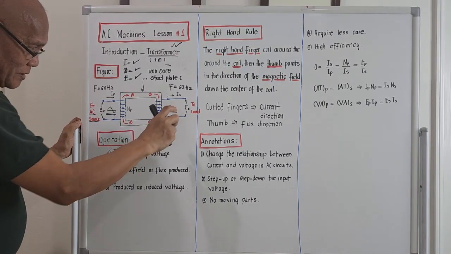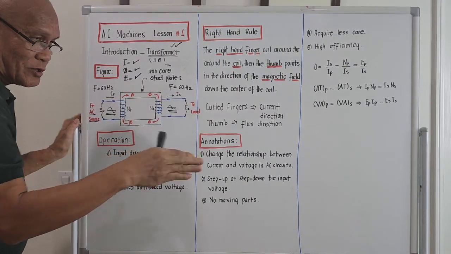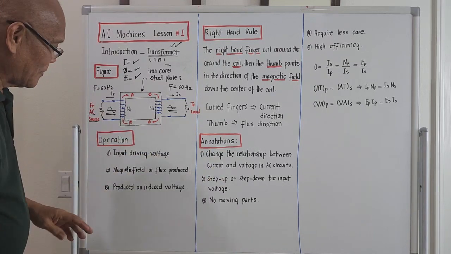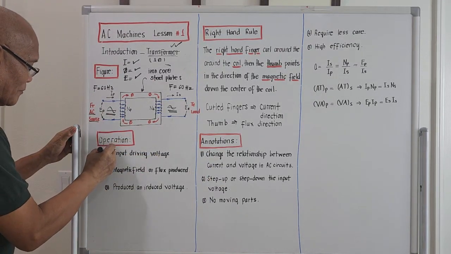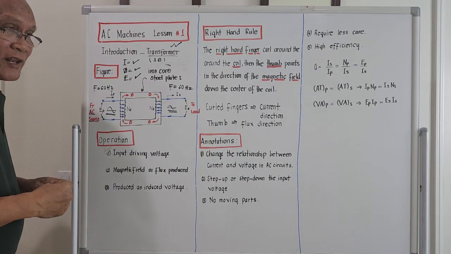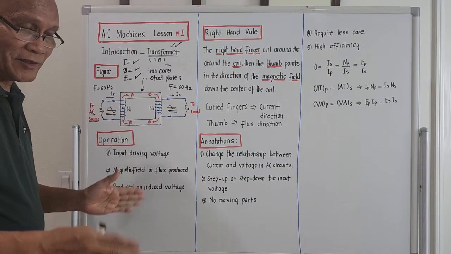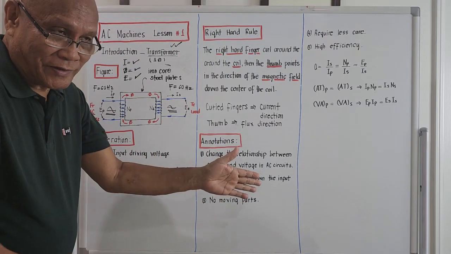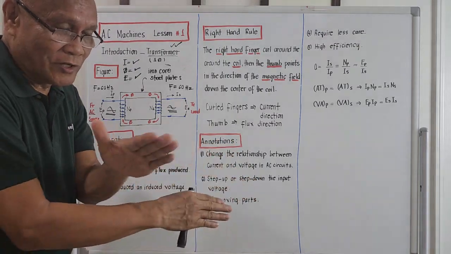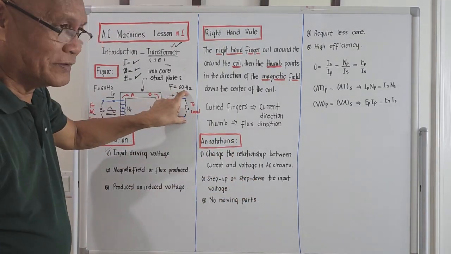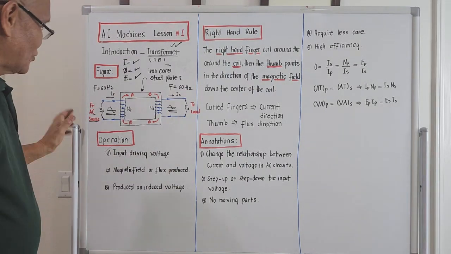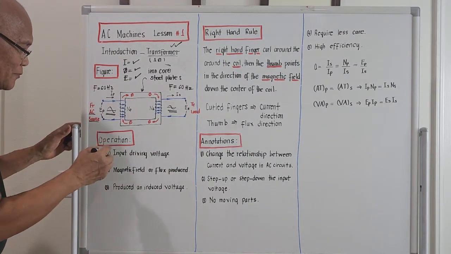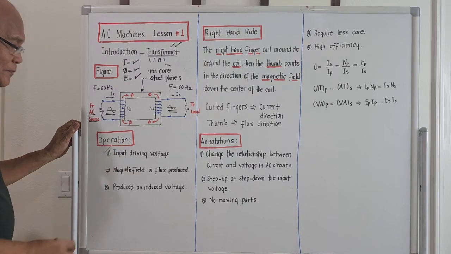So to produce a secondary voltage that we use in our houses, there should be an input driving voltage, and that input driving voltage is like the one coming from the California Edison Company. Without it, it's a brownout, no voltage here. So the first requirement is that there must be an input driving voltage.